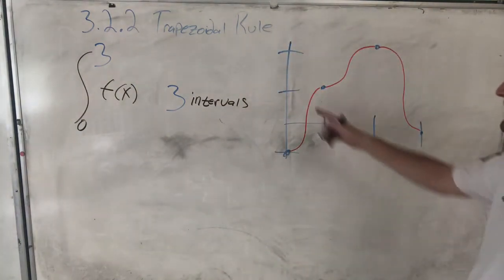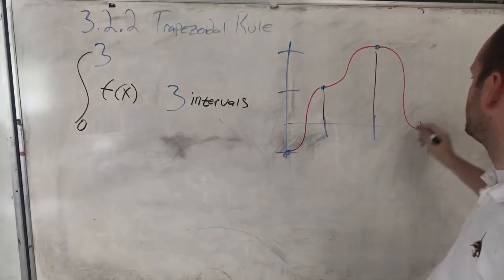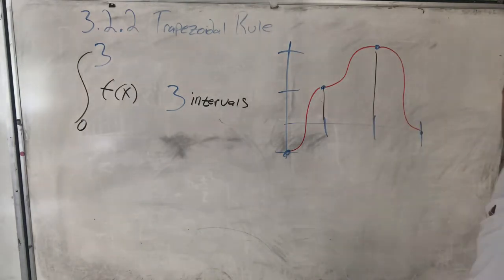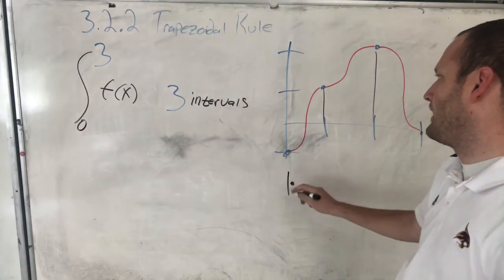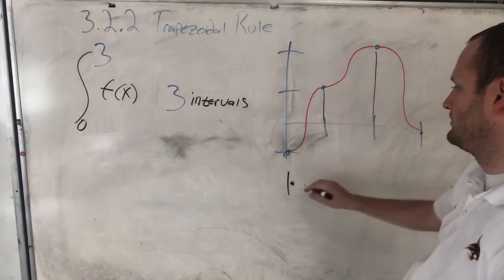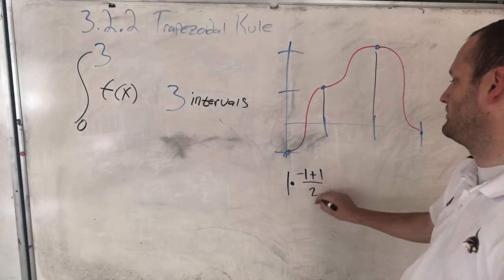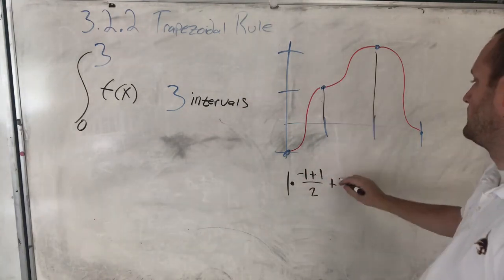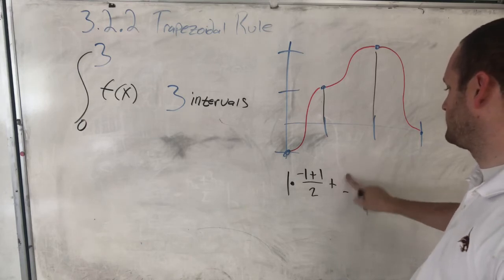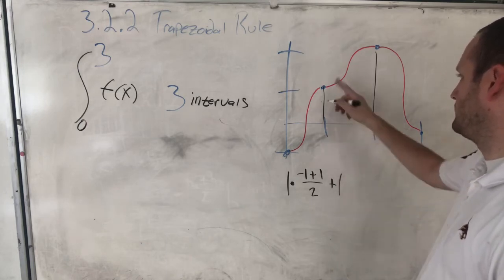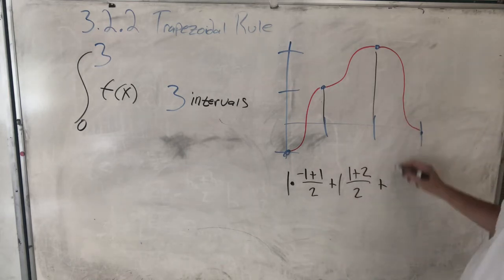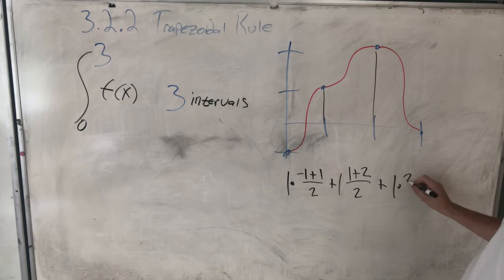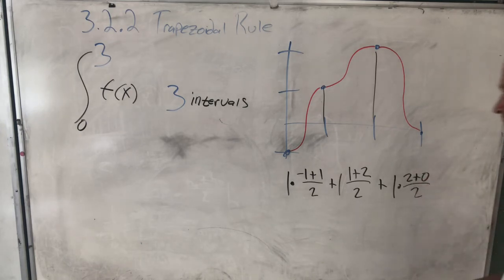So here we go. We look at the first interval, second interval, third interval. We've got 1, 2, 3 intervals, all right? Here on this first one, the width is 1. So we've got 1 times -1 plus 1 over 2, plus, sorry, that should just be a 1, we've got 1 plus 2 over 2, plus 1 times 2 plus 0 over 2. Go through, solve.